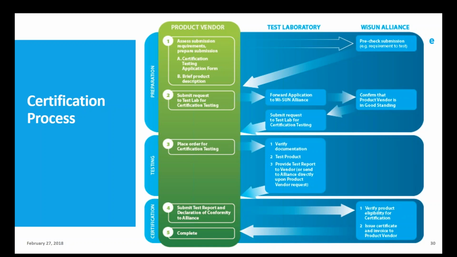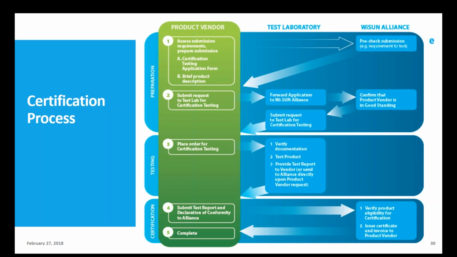If everything checks out, then we go to the second part, which is the testing phase. So that will be a handshake between the product vendor and the test laboratory in placing the order for testing. And then the laboratory will have a certain process for the product vendor to complete, and then the testing will take place. And then finally, it will be the issuance of test report to the product vendor.